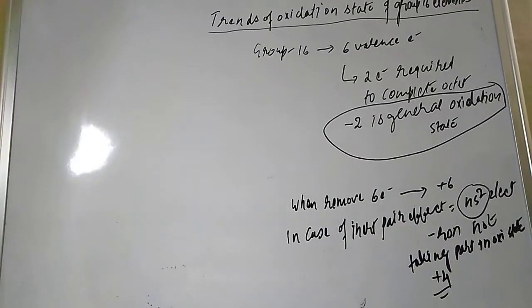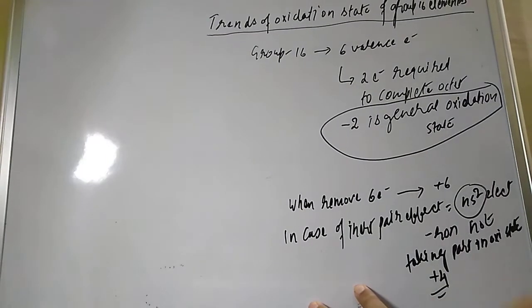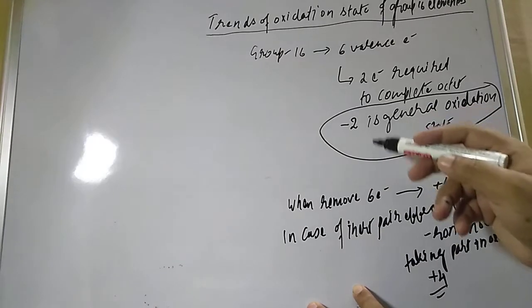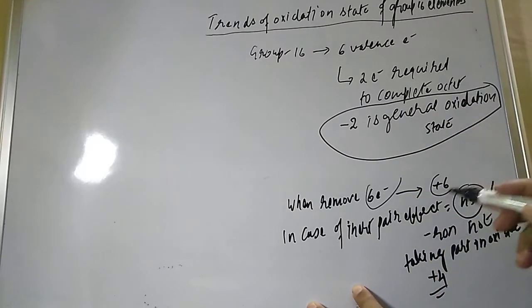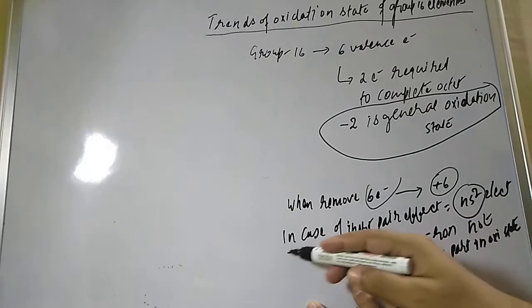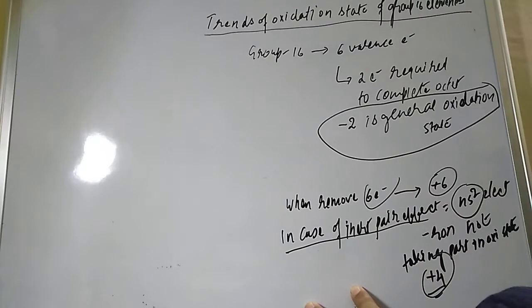So dear friend, what I am saying is that in the beginning it shows the minus 2 oxidation state, and along with that, when it releases electrons, it will show the plus 6 oxidation state, and in case of the inert pair effect, it will represent the plus 4 oxidation state.